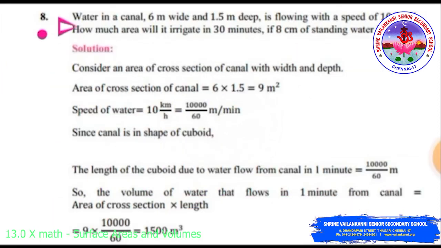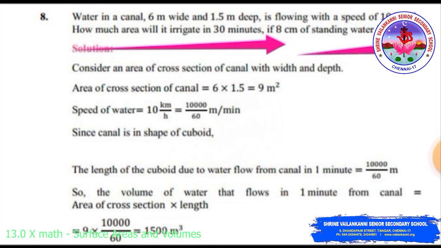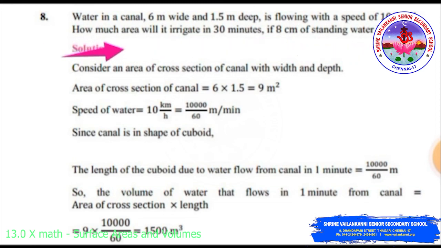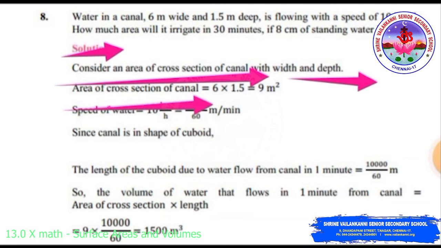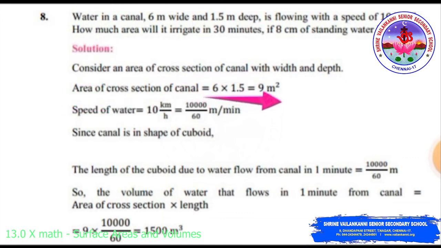Eighth problem. Water in a canal 6 meter wide and 1.5 meter deep is flowing with a speed of 10 km per hour. How much area will it irrigate in 30 minutes if 8 cm of standing water is needed? Into the solution, consider the area of cross section of the canal with width and depth. We get the area of the cross section of the canal equal to 6 into 1.5, which is equal to 9 meter square. Speed of the water is 10 km per hour. So converting kilometer, we get 10,000 divided by 60 meter per minute.